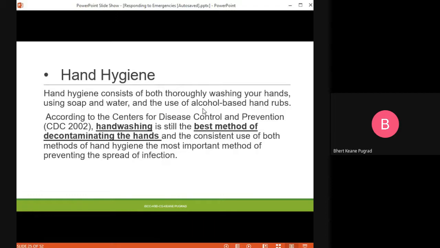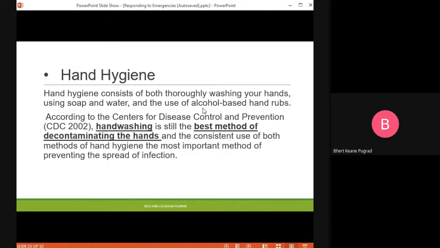So under your medical asepsis, we have hand hygiene or hand washing. Your hand hygiene consists of both thoroughly washing your hands using soap and water and the use of alcohol-based hand rubs. Take note, according to the Center for Disease Control in the year 2002, hand washing is still the best method of decontaminating hands, and the consistent use of both methods of hand hygiene is the most important method of preventing the spread of infection.